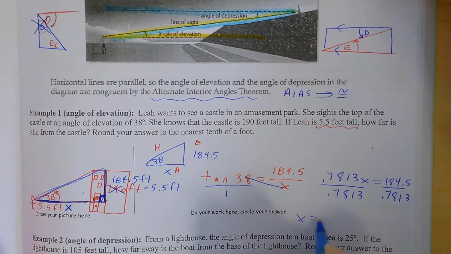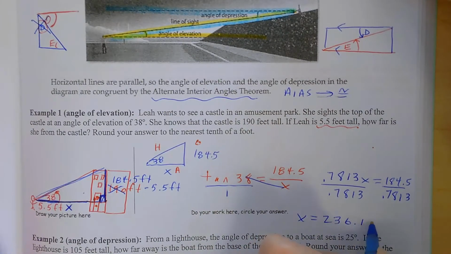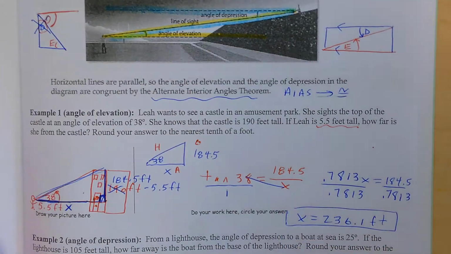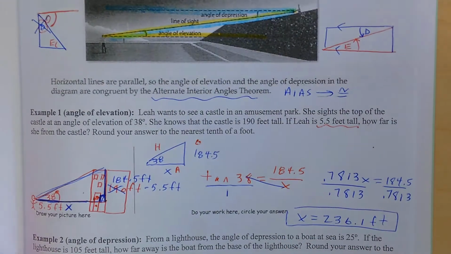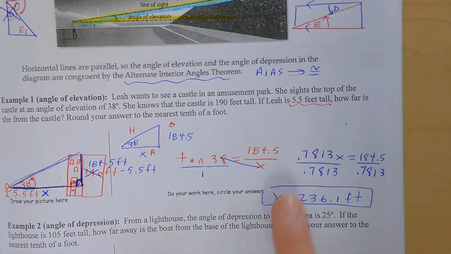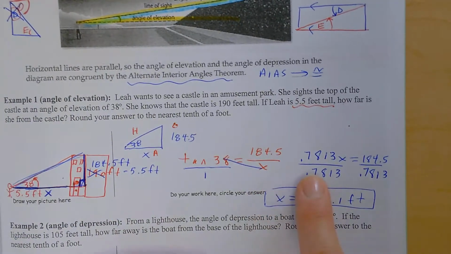So x is 236.1 feet. And that's the distance from Leah to the castle. Now, because you've already learned section 8.4, I want to show you how you can type this in quickly, a little bit easier than what you did here.